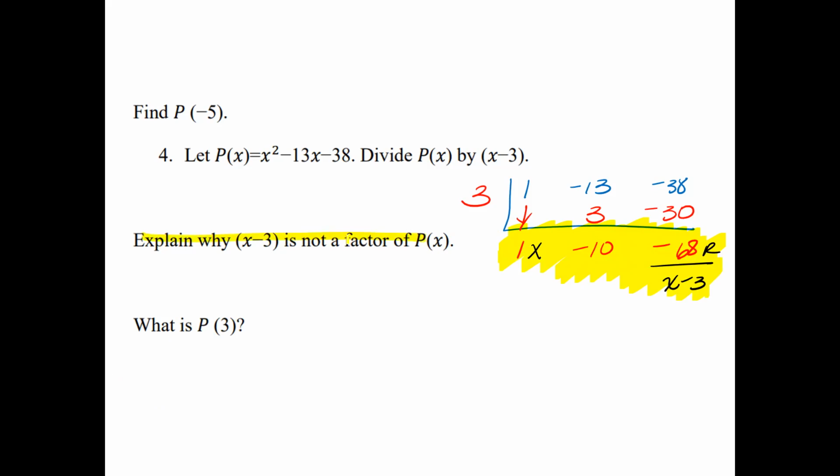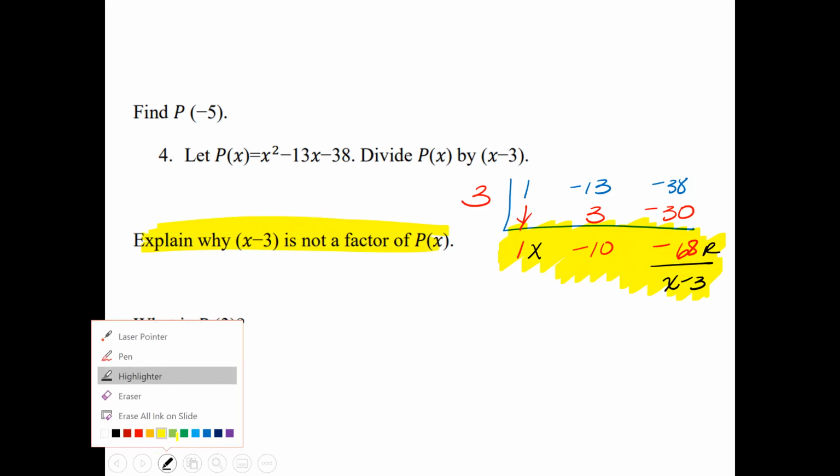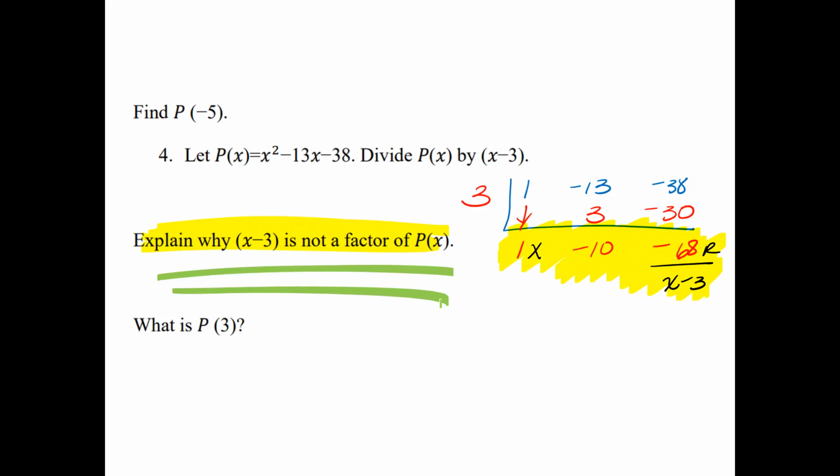And again, why is x minus 3 not a factor of p? I want you guys to take just a second, write down 2 sentences. It's very similar to the one that we just did. So you guys know why. Because if it is a factor, it will go perfectly and there will be no remainders. But in this case, that wasn't what we have. So there is a remainder, so it is not a factor.